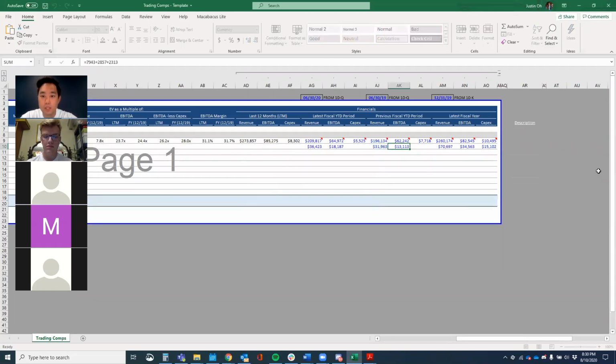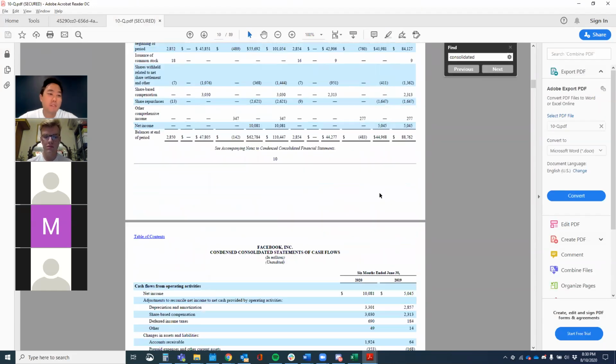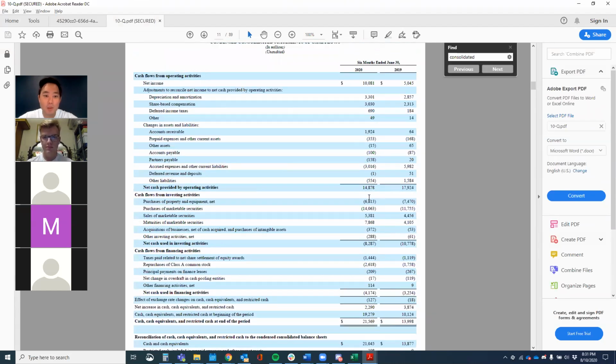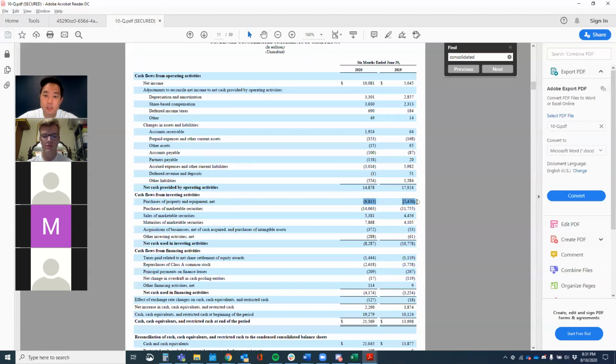Cool. So that's EBITDA. Remember, triple check your numbers. It's the biggest thing. Capex. Emotions run very high when you're working on a pitch deck at 1 a.m. in the morning for a 7 a.m. meeting. Make sure they're all positive, because these are cash outflows. So that's why they're negative.